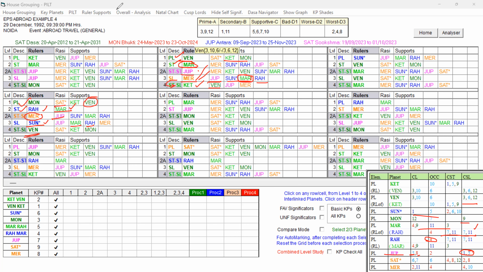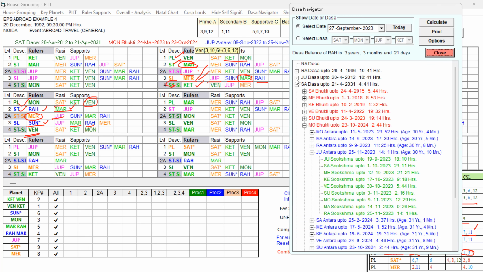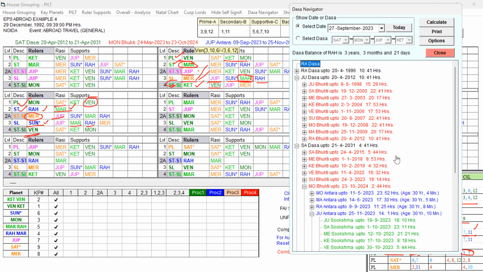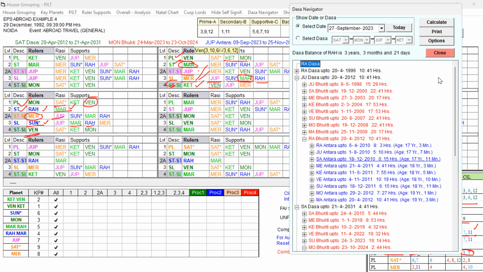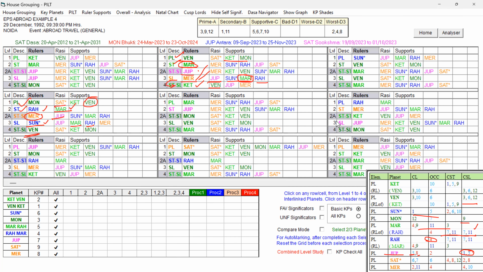That the native was doing during Jupiter Dasa, Rahu Bugdi, she has been trying to go abroad. Jupiter Dasa, Rahu Bugdi, at the age of 17, 18, when she was studying, she was interested in going abroad for a vacation. She has been looking for travel in Jupiter Rahu.